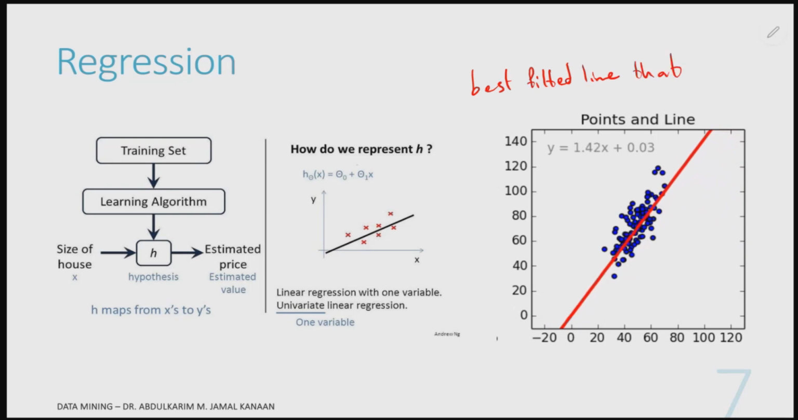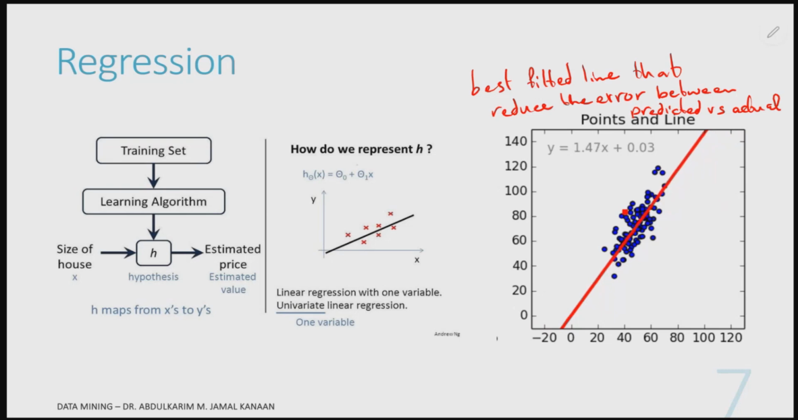that reduces the error between the predicted value and actual value. Because there might be many lines, but we're looking for the best fitted line.